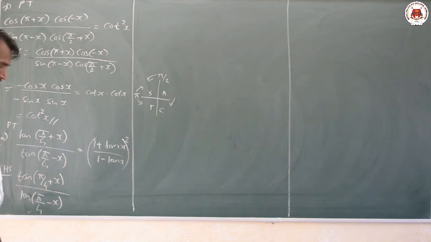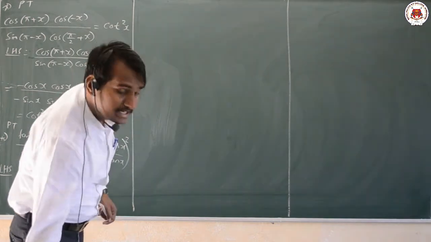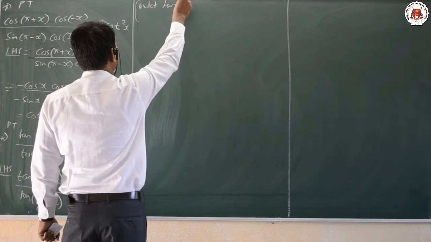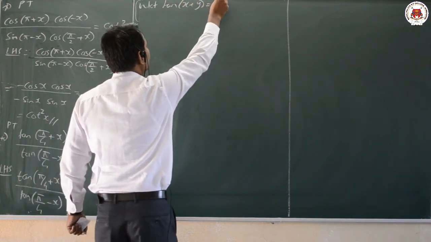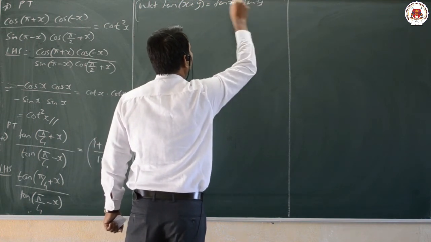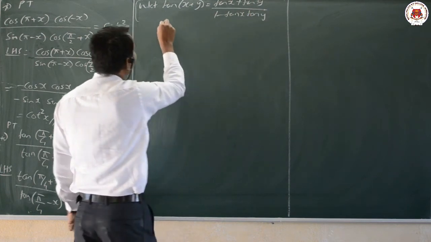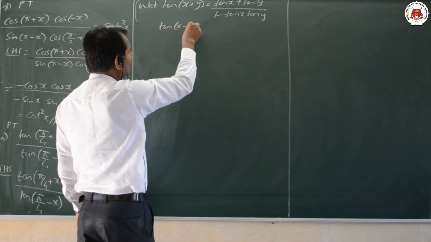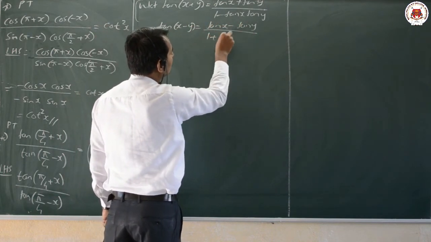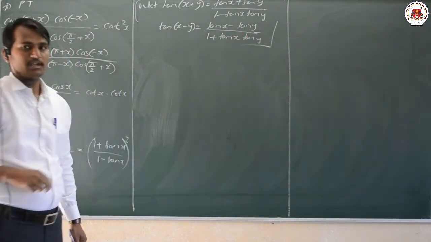Here I will make use of the tan of (a plus b) formula. What is tan of (x plus y)? We know that tan of (x plus y) equals (tan x plus tan y) whole divided by (1 minus tan x into tan y). And also tan of (x minus y) equals (tan x minus tan y) whole divided by (1 plus tan x into tan y).